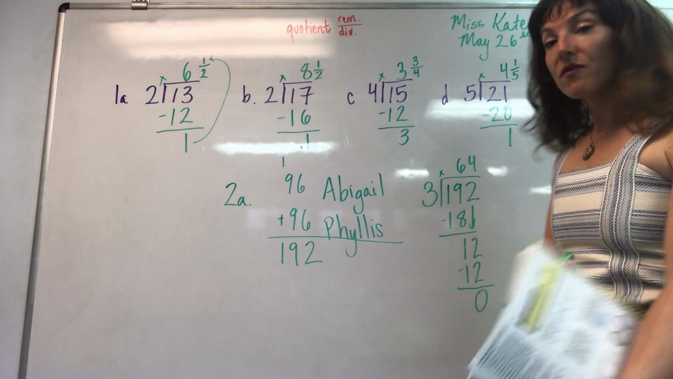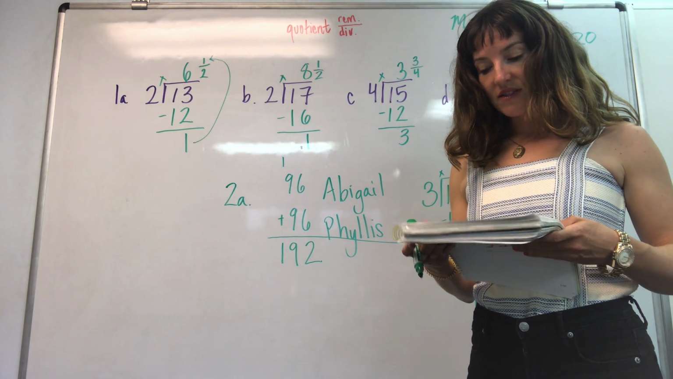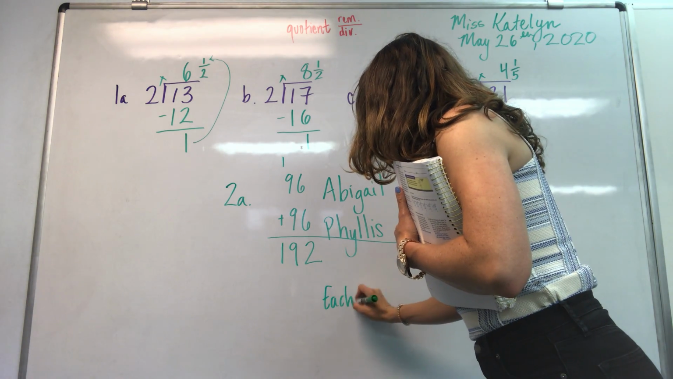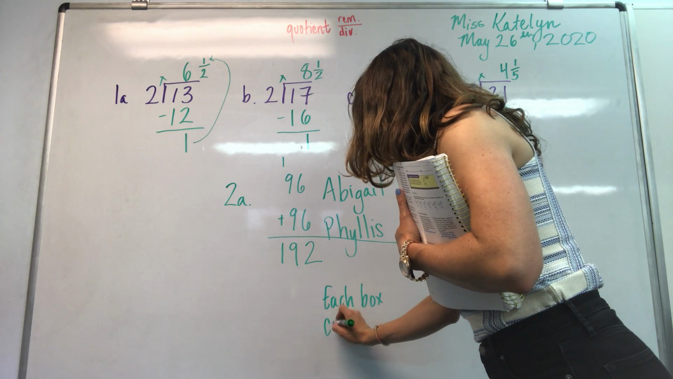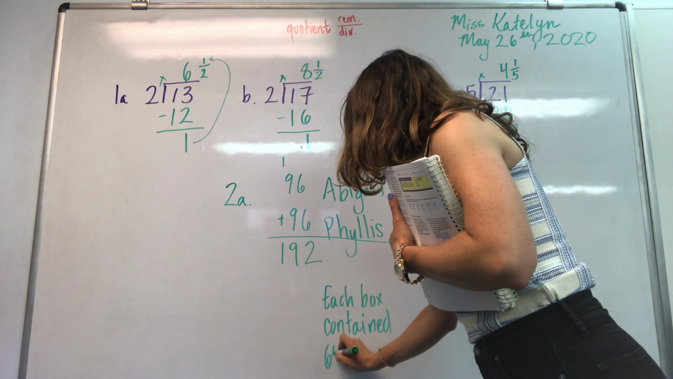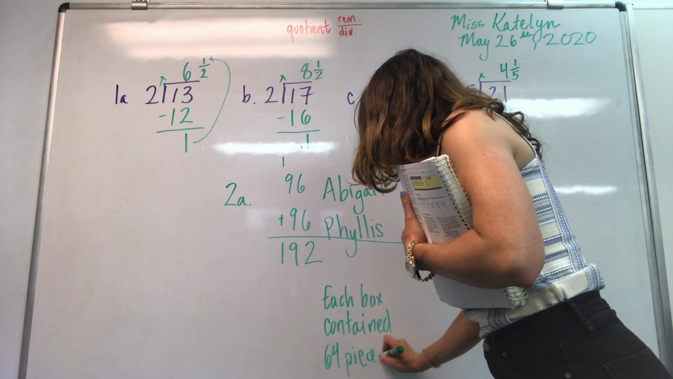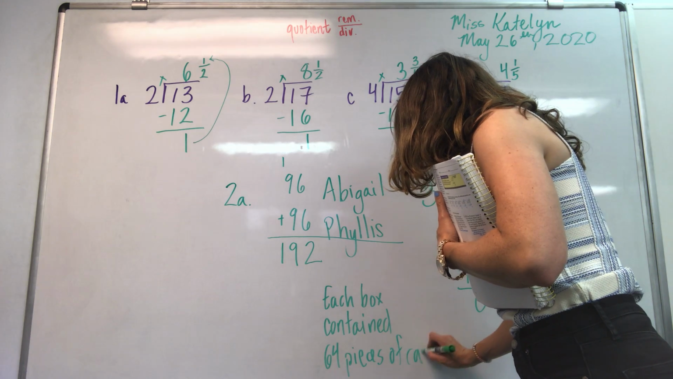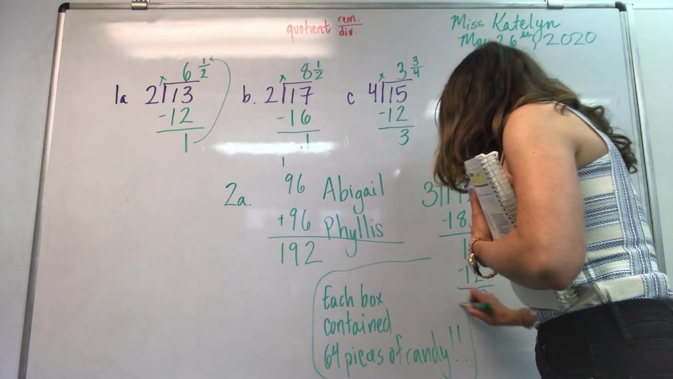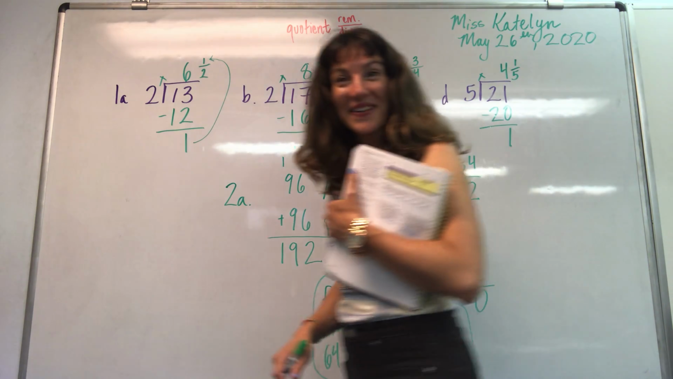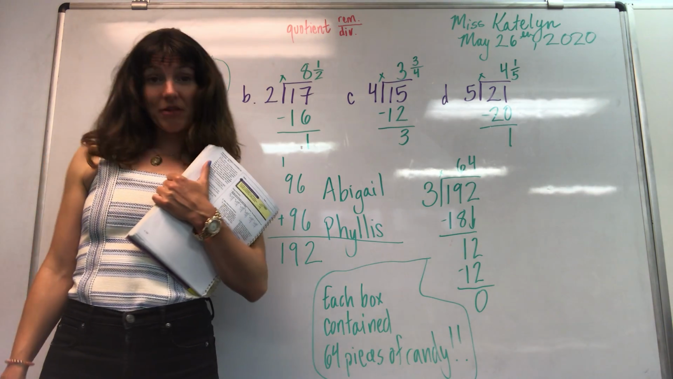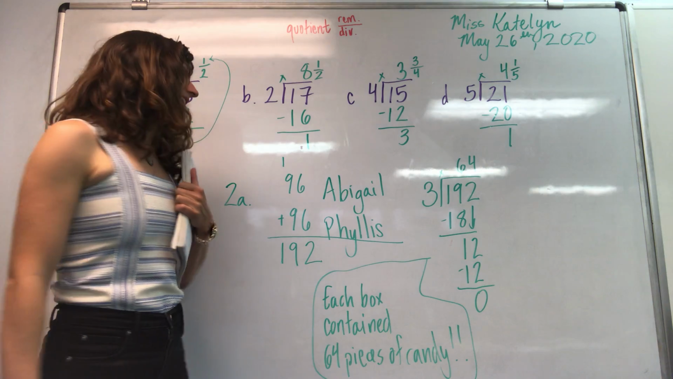So, the final question states, how many pieces of fudge did they put into each box? Each box contained 64 pieces of candy. Oh my gosh. Yum!